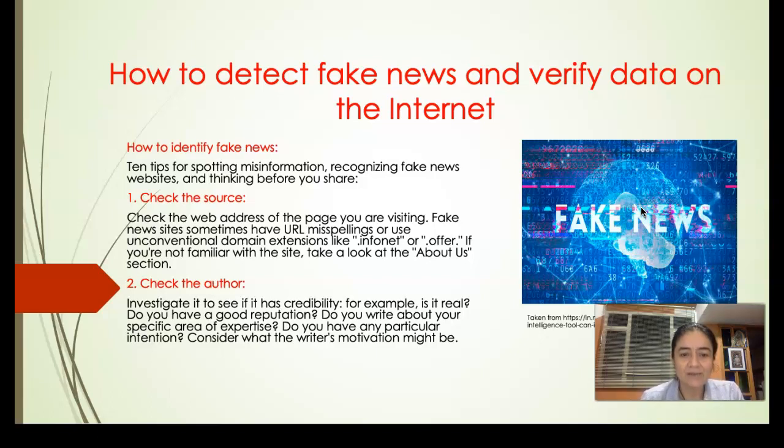Investigate to see if the author's credibility is real. Do they have a good reputation? Do they write about their specific area of expertise? Do they have any particular intention? Consider what the writer's motivation might be.